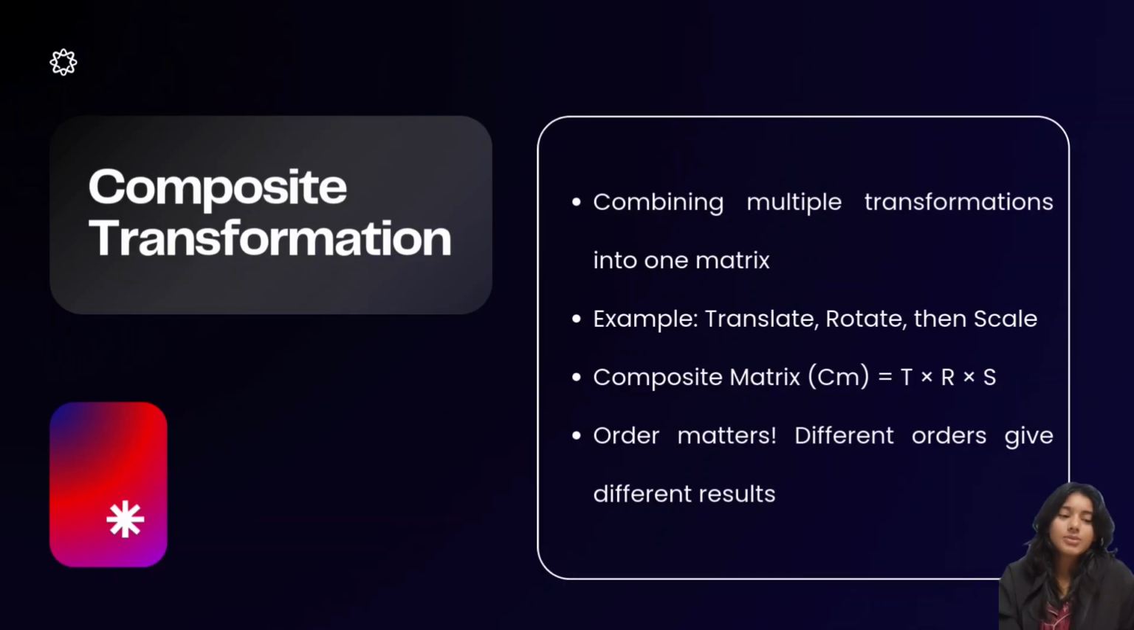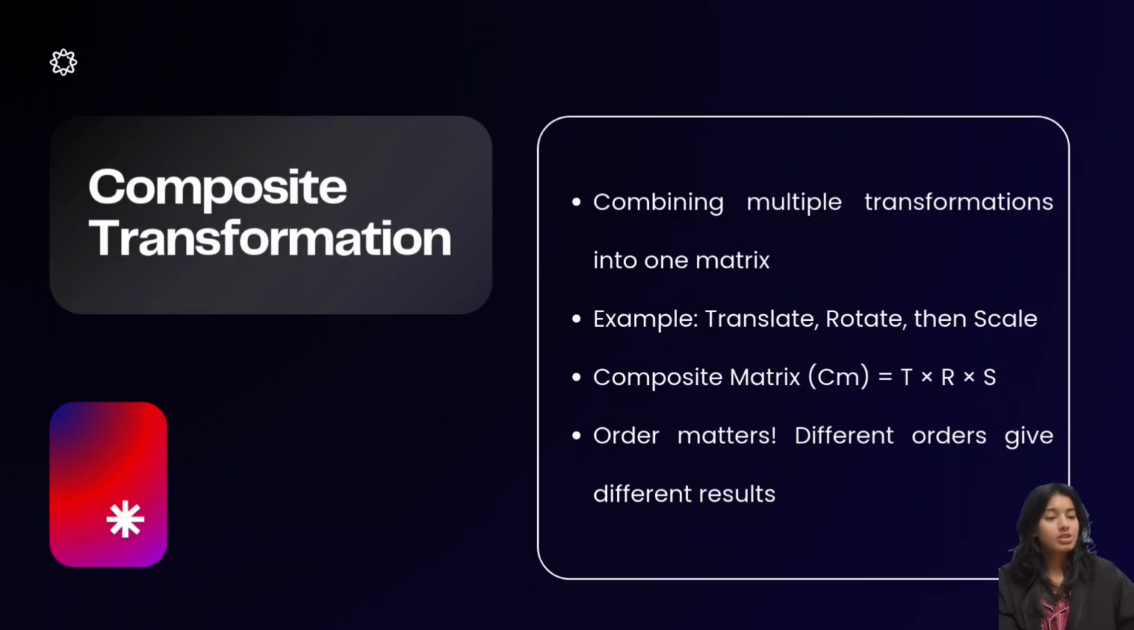Composite transformation combines multiple transformations into one matrix. For example, translate, rotate, and then scale. Now composite matrix can be written as Cm is equals to T into R into S, which means translation into rotation into scaling. Okay. Now order matters in this because different orders give different results.